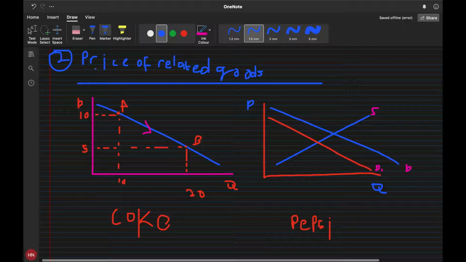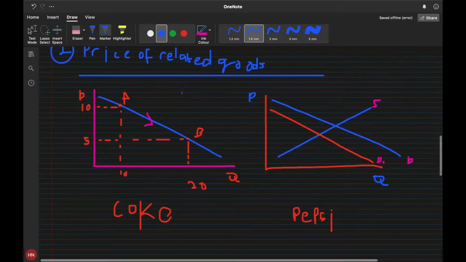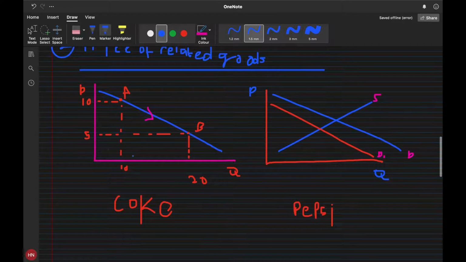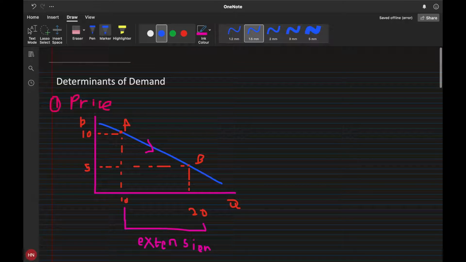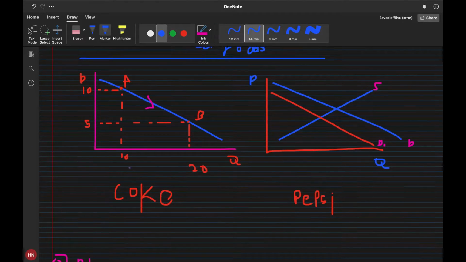The second point is price of related goods, right? So this is the second point here. Let's say this is the demand curve for Coke, and the price of Coke is going down, and as we discussed over here, it's due to the price determinant of demand, and so there is an extension in demand of Coke. This is the extension of demand.